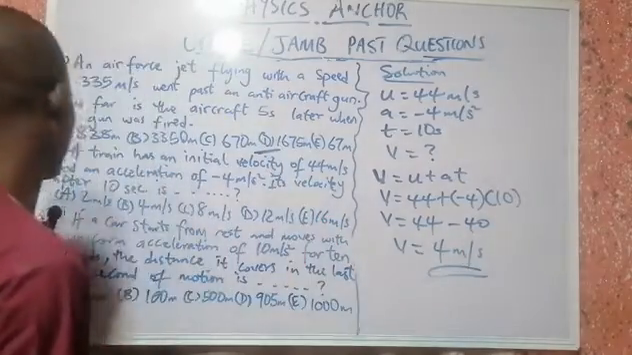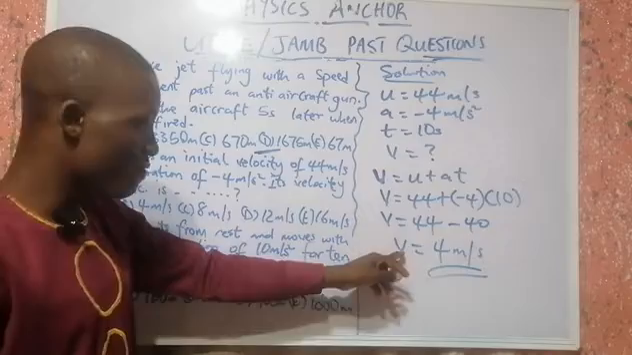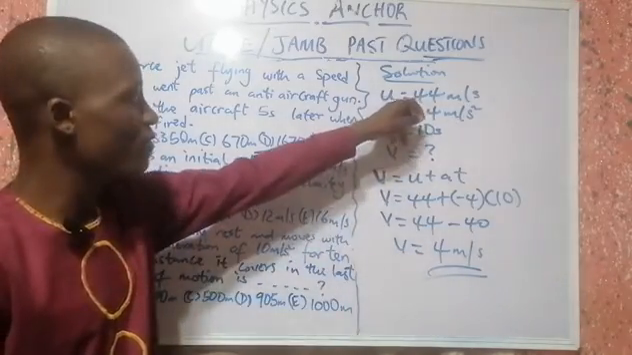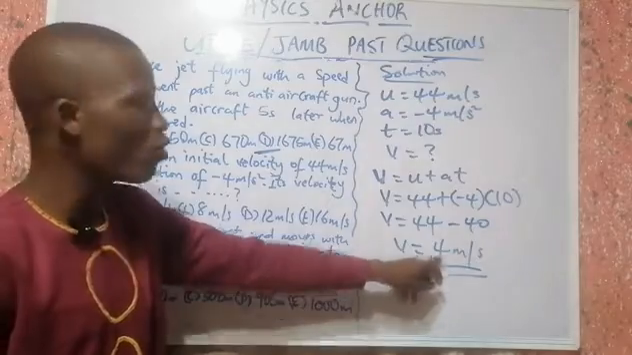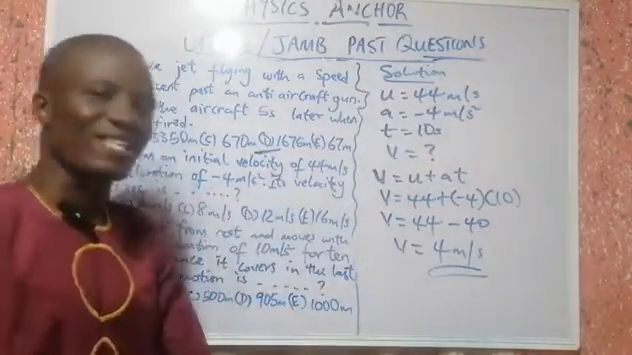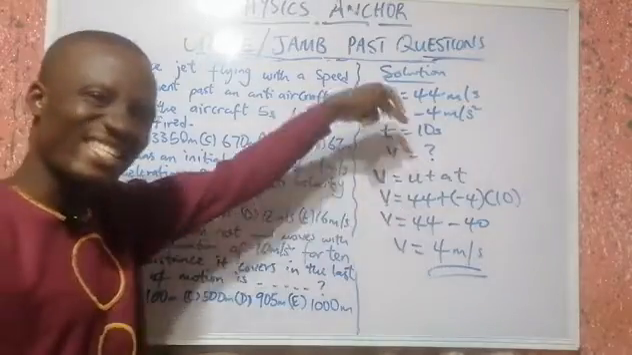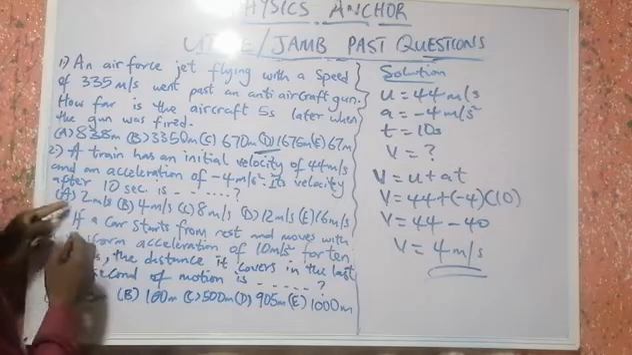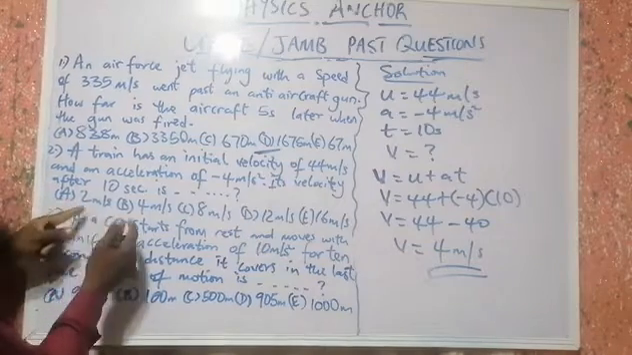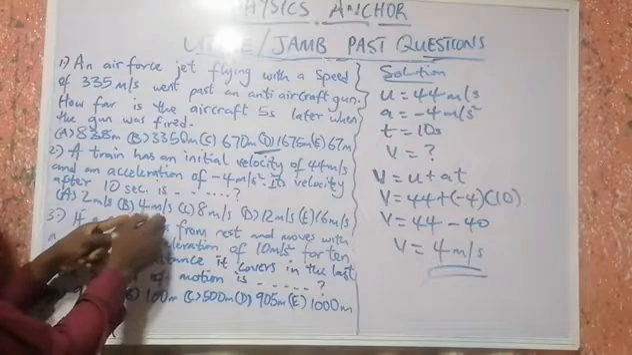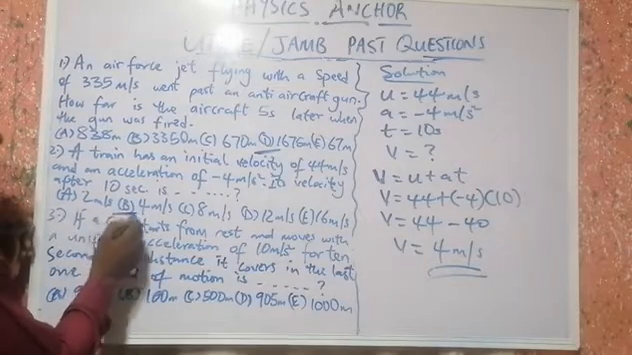Okay, so let's check the options. You can see the difference in the V that we got now. The initial speed is 44, but the final speed is 4, which means that the speed actually reduced, and that means what? Negative acceleration, which otherwise means deceleration or retardation. So if you check the options, it's not A, which is 2, it's B, because our answer is 4 meters per second.